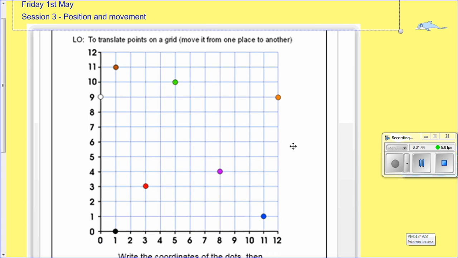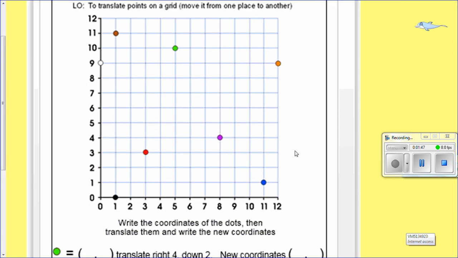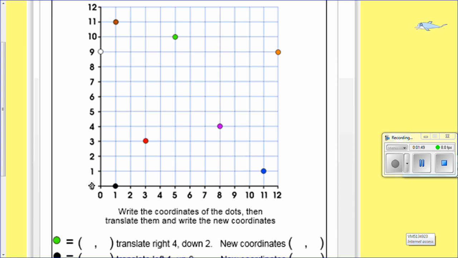So you've got a green dot here, and the first question asks you to write down the coordinate of the green dot. So as we've done before, we're going to go along the x-axis to make 5 and then up to make 10. So we've got 5, 10. Then it asks us to do something new, which is to translate right 4 down 2. So we've got to move across right 1, 2, 3, 4, and then down 2, 1, 2, to a new position, which is here. And that coordinate is 9, 8. So you're going to write that into the box here.